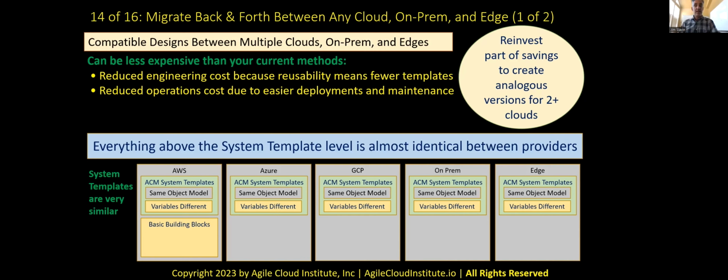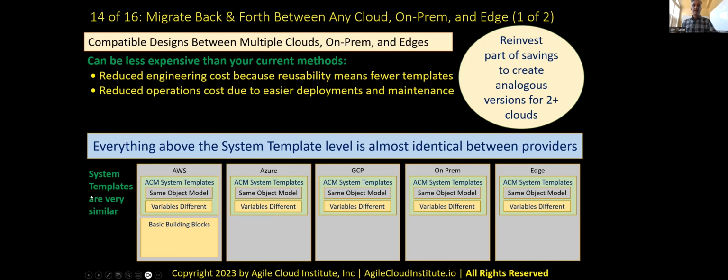And when we say analogous, we mean that in each cloud provider, or in each on-prem or each edge, the same types of things are being provided. It's just that they use slightly different names and they've got slightly different rules. And so you design something that looks almost the same, and the key pieces of it are going to be the same.